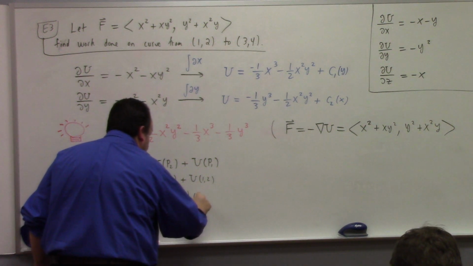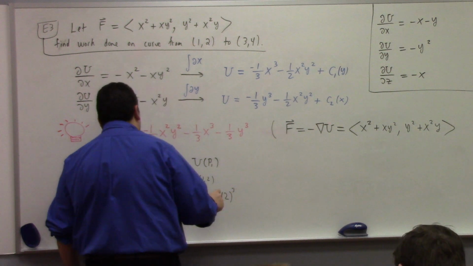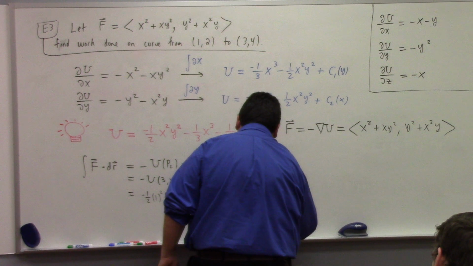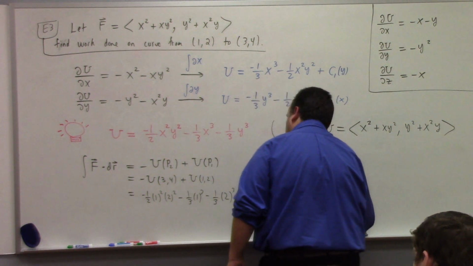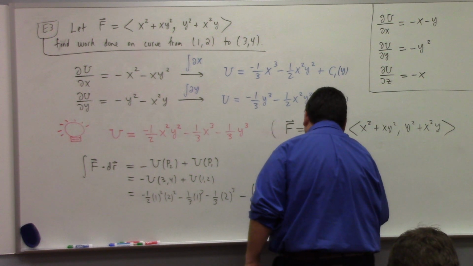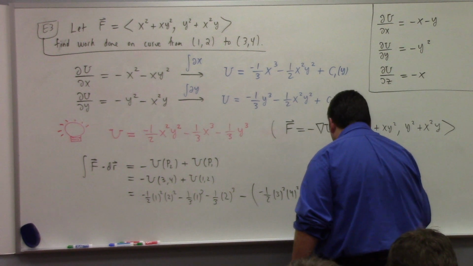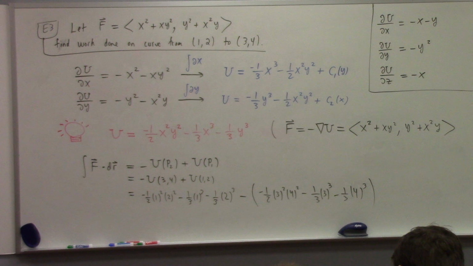Minus 1/3 of 1 cubed, minus 1/3 of 2 cubed, minus (minus 1/2 of 3 squared, 4 squared, minus 1/3 of 3 cubed, minus 1/3 of 4 cubed). All right, which I could calculate, but that's not really the interesting part here, right? Do you guys understand the idea here?